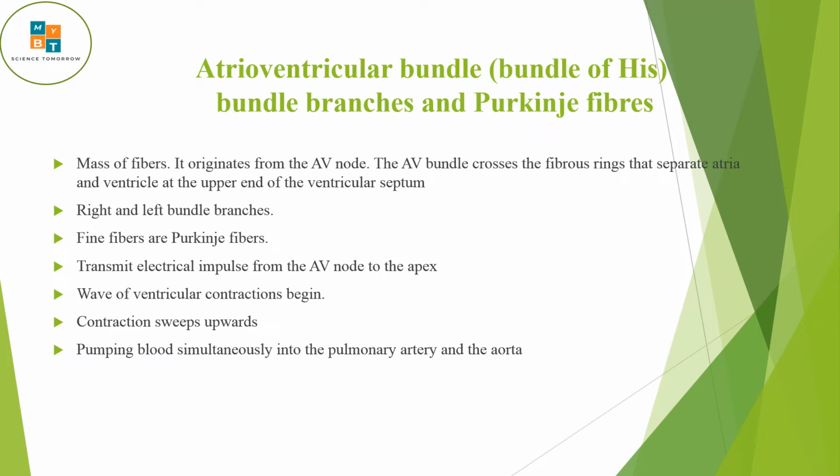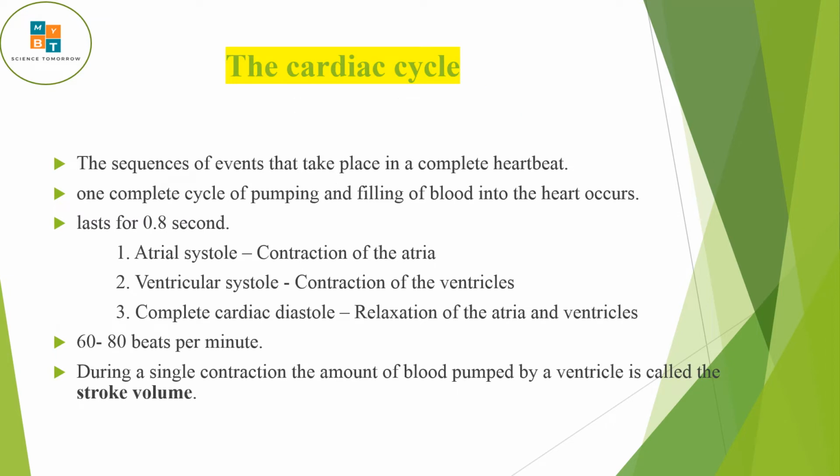So with the AV nodal impulse going through the fibers, it will stimulate the contraction of the ventricle. Because of the contraction, there's a pumping of the blood through the aorta and pulmonary artery. So this is the conduction system. Okay. Now we will talk about the cardiac cycle.